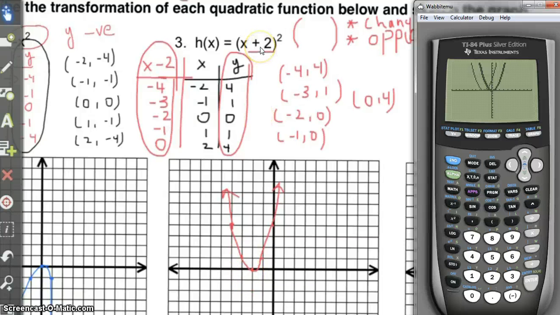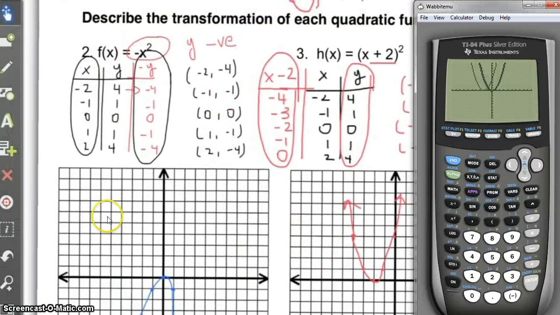So parentheses means change done to the x, so create a column next to the x, and it's opposite. Now if you look on the previous one, there's no parentheses, so the column is next to the y. There's a change to the y, and it's exactly as it is, negative, so negative.